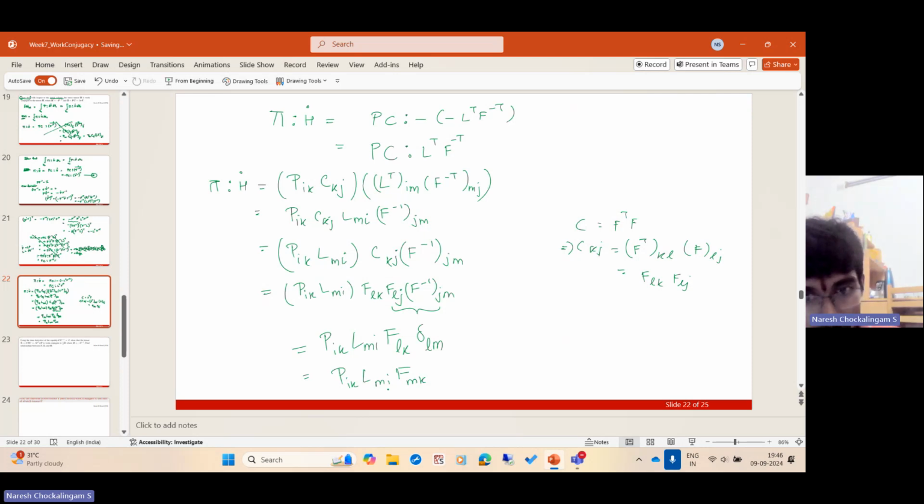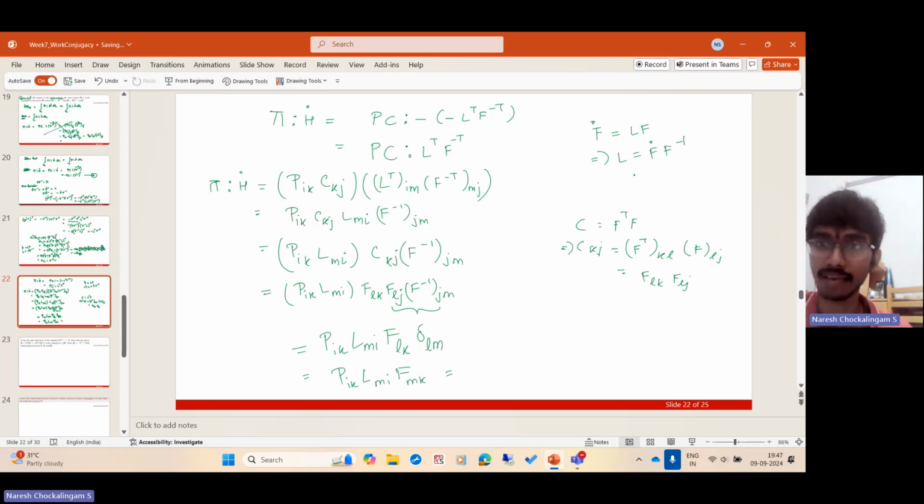F MK. So note M is repeated twice, I is repeated twice, and K is repeated twice. Therefore, this is a valid scalar. Now, as the last step, we have F dot is equal to LF, which means L is equal to F dot F inverse.